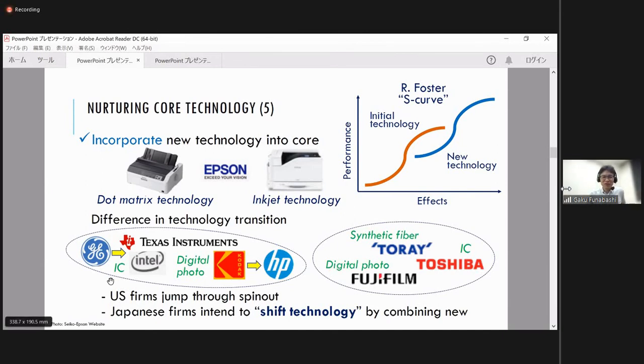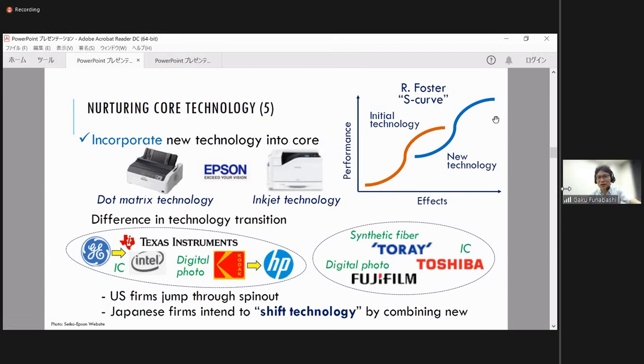In a nutshell, in the case of US firms, the jump happens through spin-outs. People quit their job at one company and start a new company. That is the way it happens in the US. In Japan, many people stay in the same organization. So instead of jumping between technologies, they gradually add new technology and shift by combining in the new.